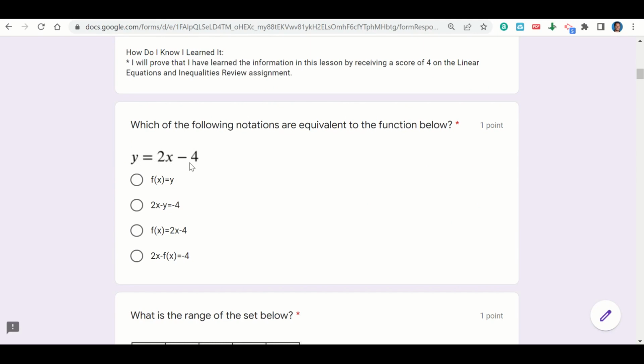Well, what we should remember is y and f of x are interchangeable. They mean the exact same thing. So I'm just going to change y to say f of x. So it should say f of x equals 2x minus 4. So I'm going to find that one, and that's right here.